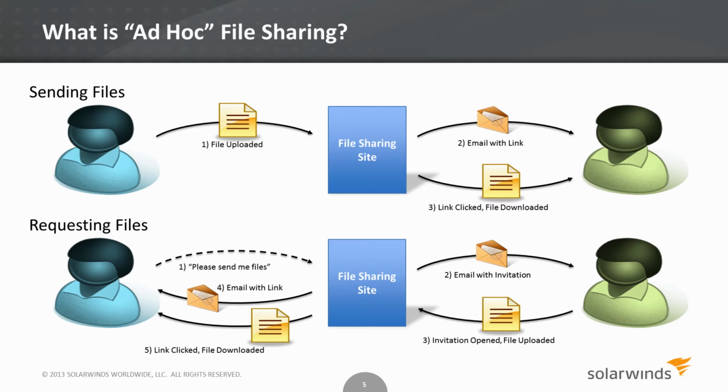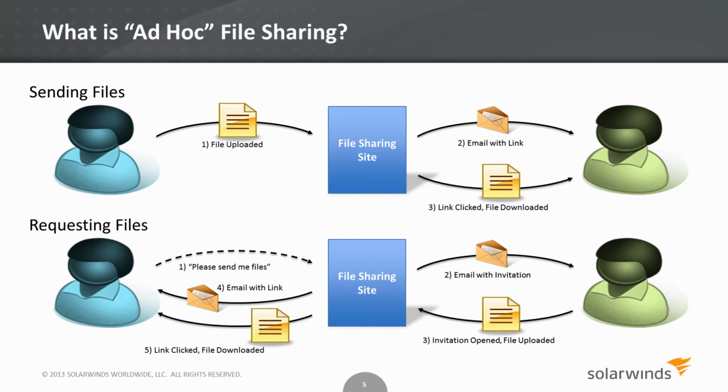In both cases, we have a common need that's grown up, and a number of third-party file sharing sites have grown up with it. All of these sites essentially use the same process. If you're sending a file, that person goes to the site and uploads the file. That site automatically sends an email with a link. The recipient clicks that link and downloads the file. You're done. You've sent that file. You've got that big spreadsheet all the way through.